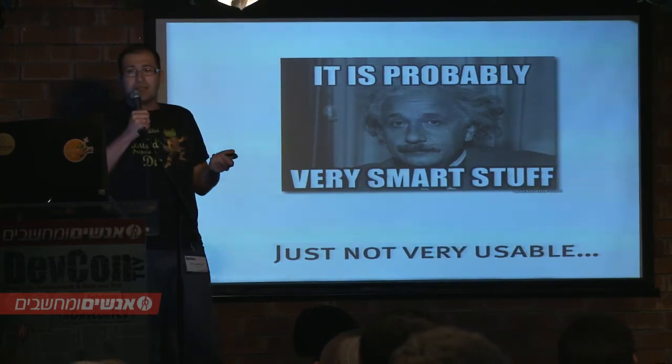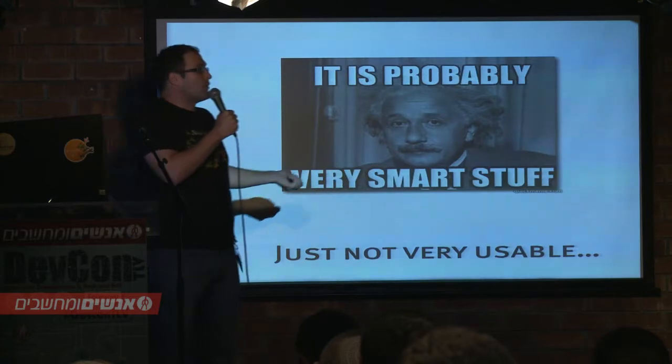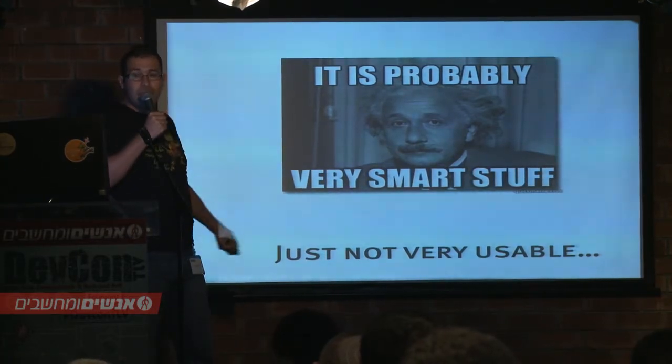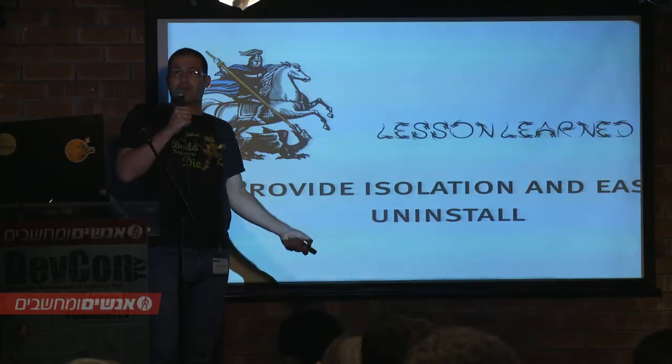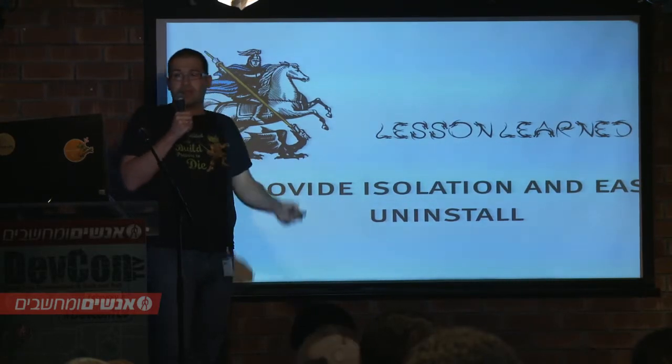But the problem is, you cannot uninstall it. You don't know what to kill if you want to remove util-r 277. You just don't have this API. And this is another lesson that we learned: the tool should provide us isolation on the version level and easy uninstall.